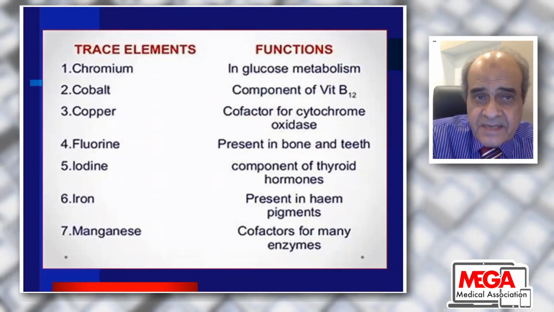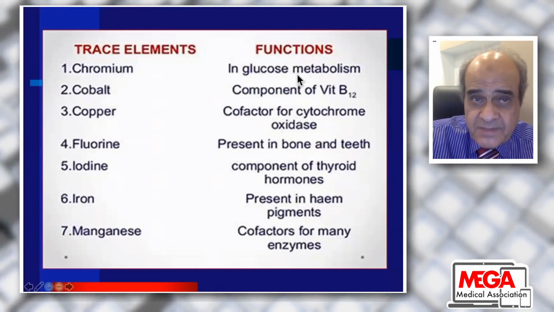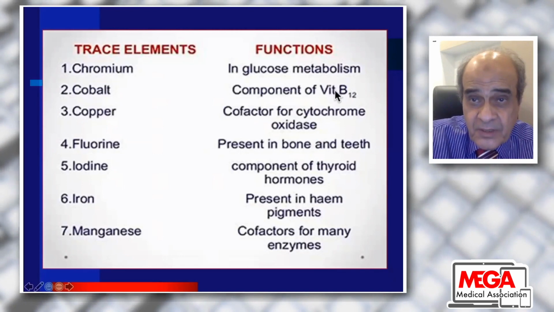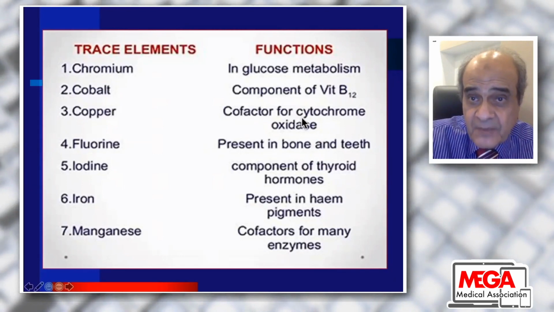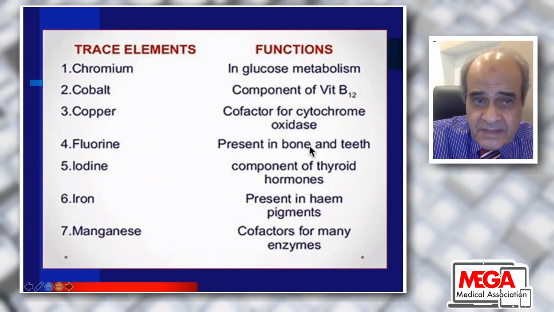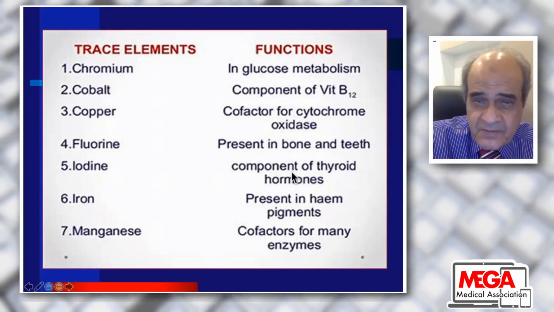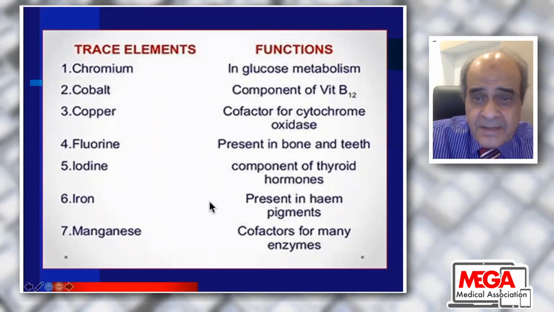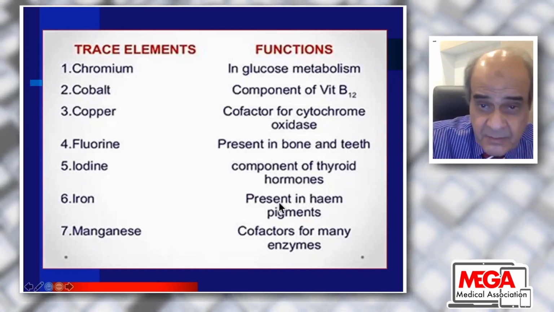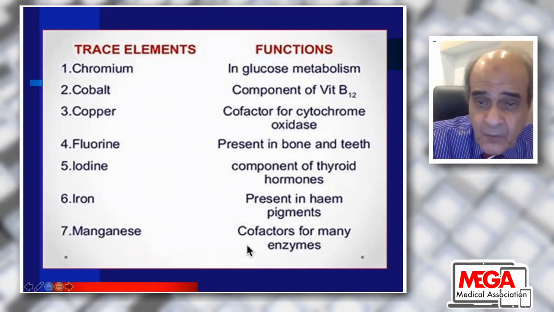This is another summary, as I said: chromium for glucose metabolism, cobalt as a component of vitamin B12, copper as a cofactor for cytochrome oxidase, fluorine present in bone and teeth, iodine as a component of thyroid hormones, important for thyroid hormone production, iron present in heme pigments and most of the pigments, myoglobin and heme, and manganese a cofactor for many enzymes.